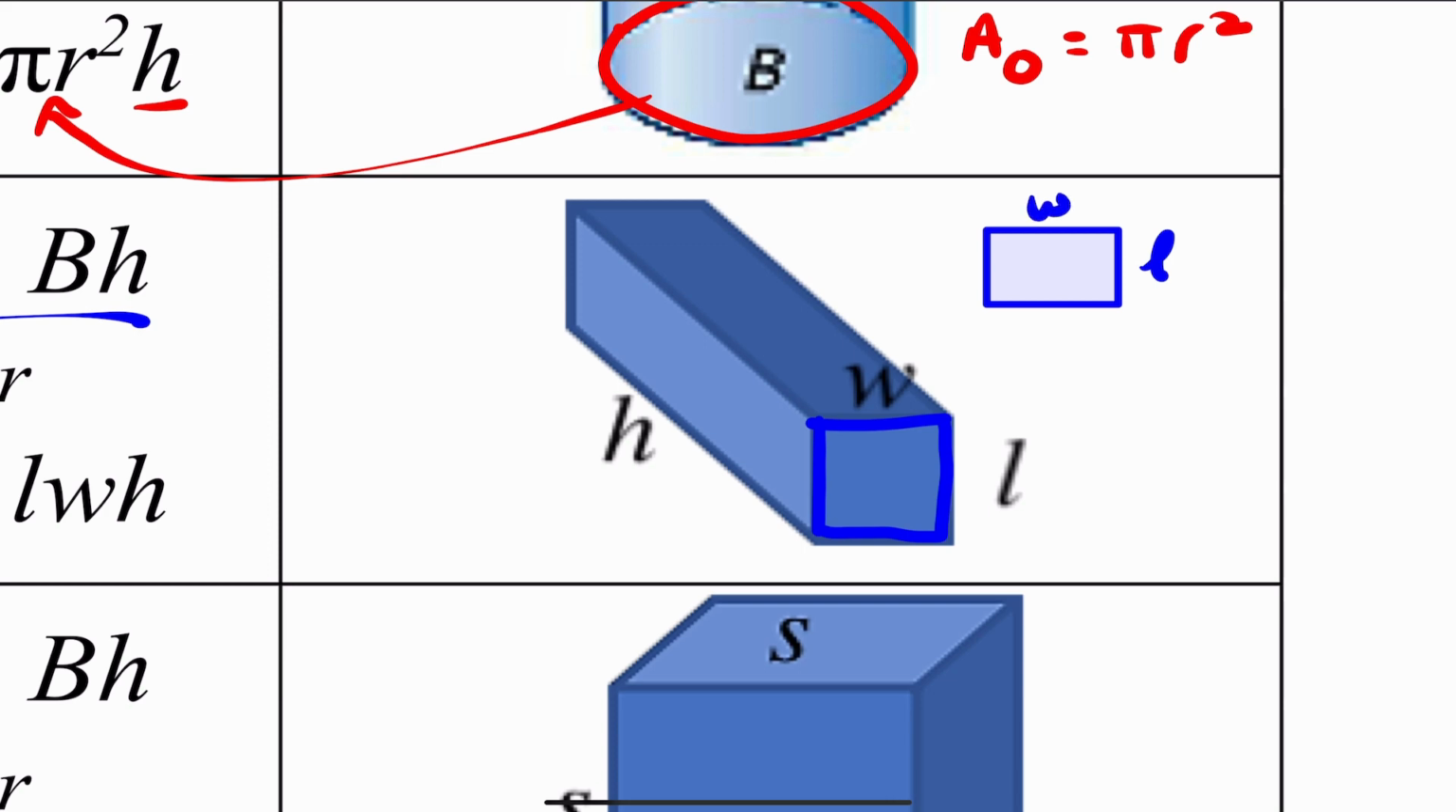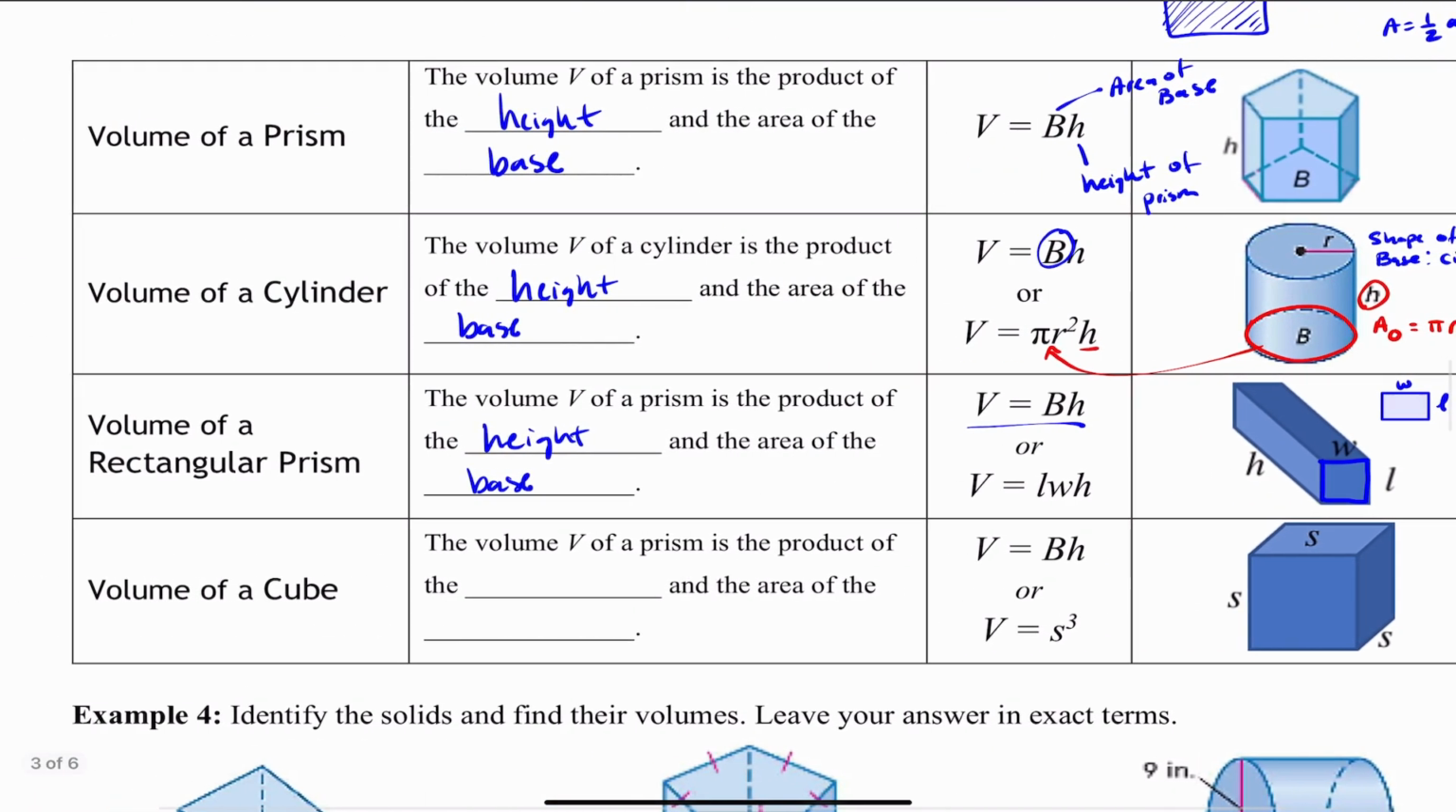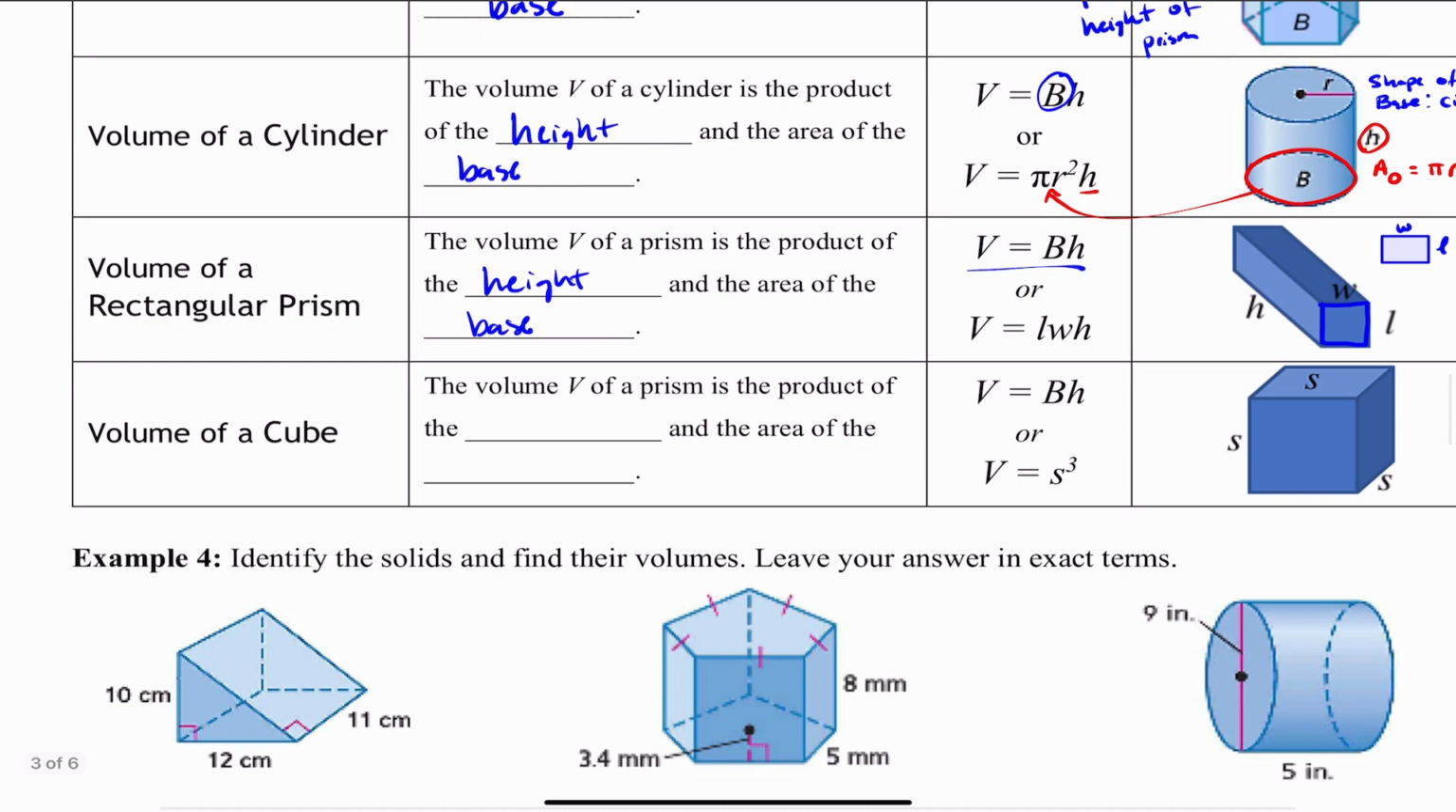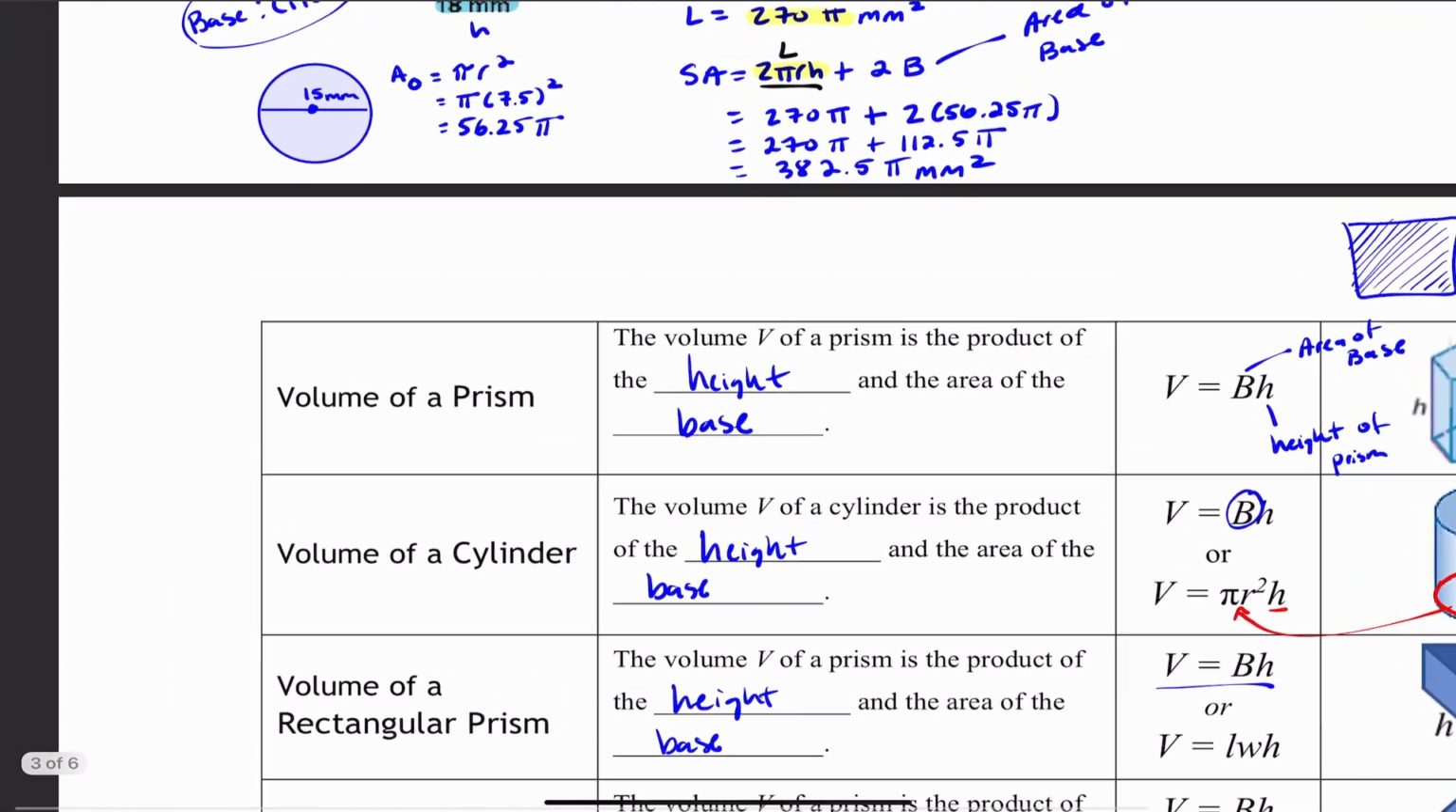LW. So this is how you find the area of this rectangle. It's length times width, or base times height. But we're going to use length times width this time, so we don't confuse ourselves with all these letter B's. And then that's the height. So once you find the area, you're going to multiply by the height, and that's how you find the volume of a rectangular prism. And then lastly, the volume of a cube.